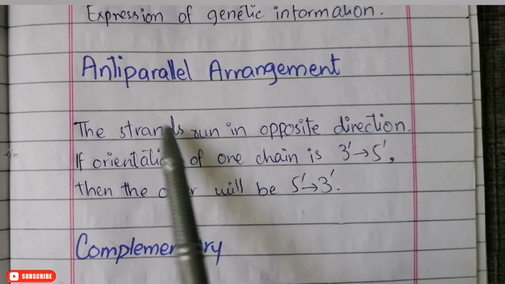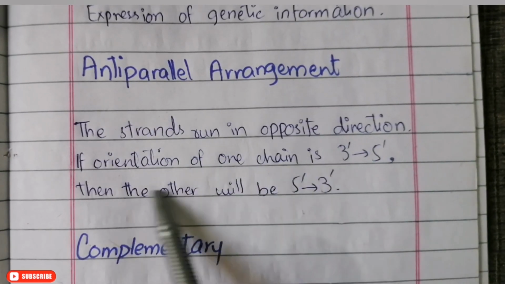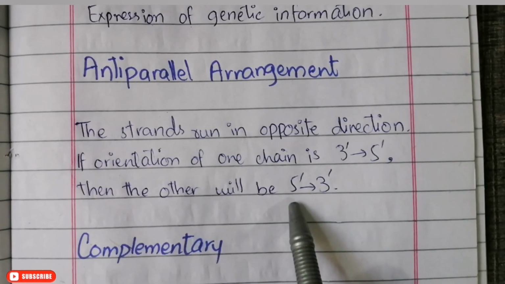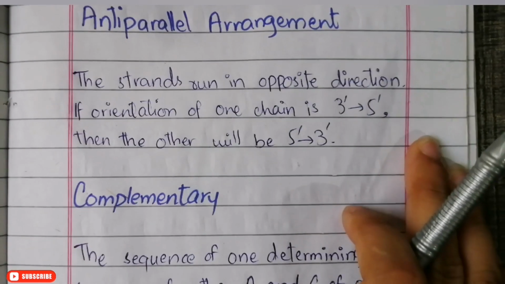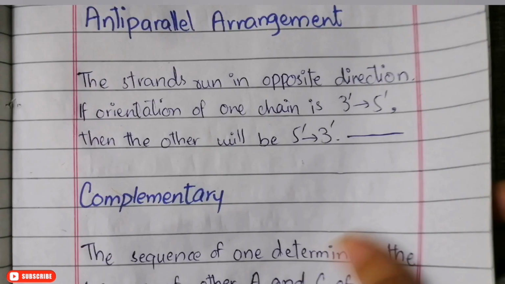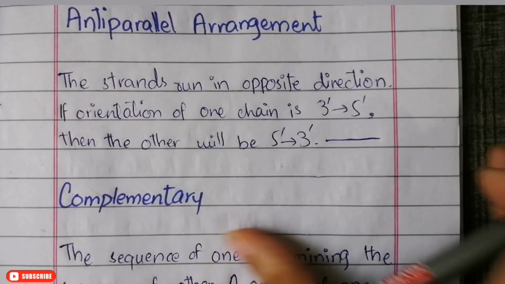The anti-parallel arrangement. So what is the anti-parallel arrangement? The strands run in opposite directions. If the orientation of one chain is 3 to 5, then the other will be 5 to 3. So it is very obvious that the strands are in opposite directions. I would love to show you here: suppose this is one strand of DNA, these strands are twisted around each other. Now I am going to show you in a ladder form.